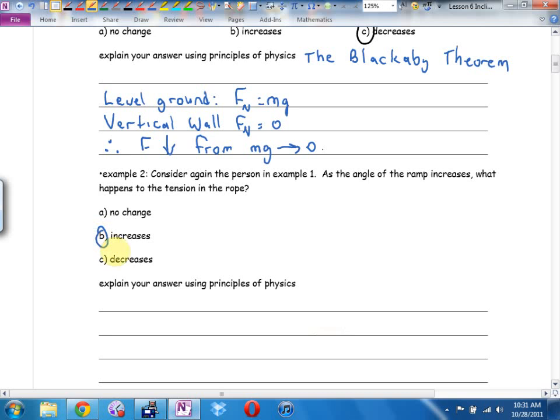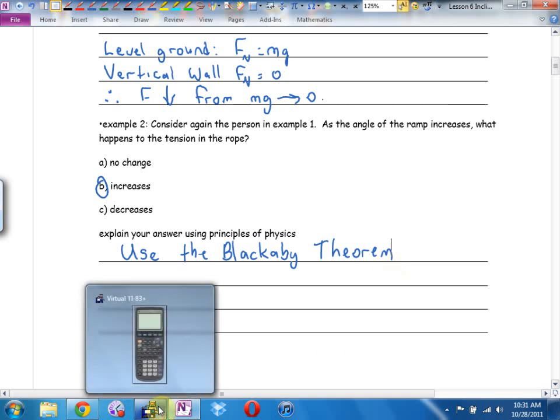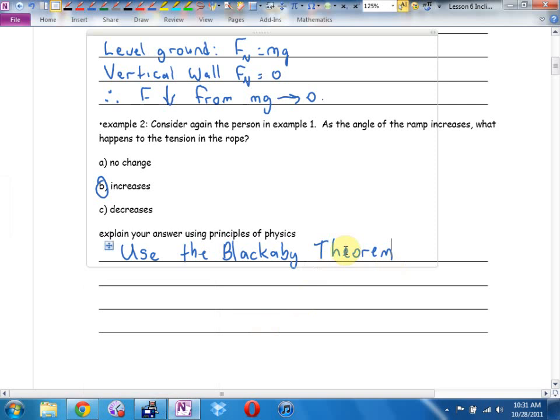Use the Blackaby theorem. Yes, this is going online. You can show your parents that now you've got a theorem named after you. We're so proud. We're just disappointed it took so long. Okay.